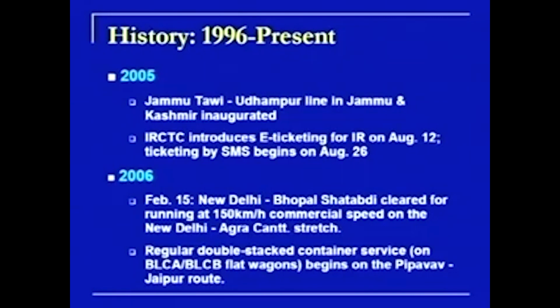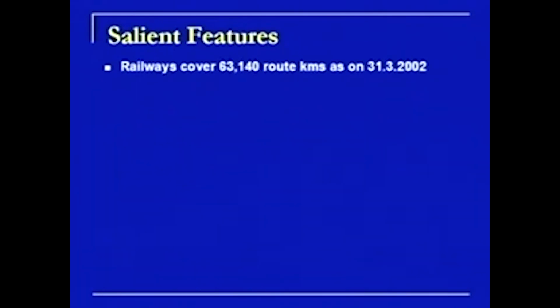From 2006 onwards, the New Delhi Bhopal Shatabdi was cleared for higher speeds, something like 150 kilometers per hour. That is the commercial speed, meaning they are allowed to move at this speed between New Delhi and Agra Cantt. For the rest of the route the speed was a little lesser, around 135 kilometers per hour. Regular double stack container services were started so as to move more containers, more freight, in the same direction. That was in 2006. Now we come to the salient features of Indian Railways.